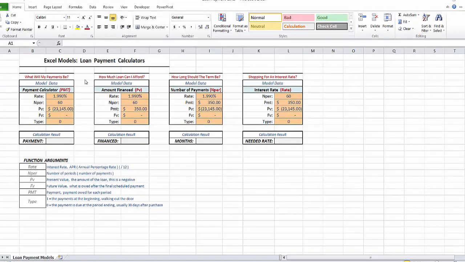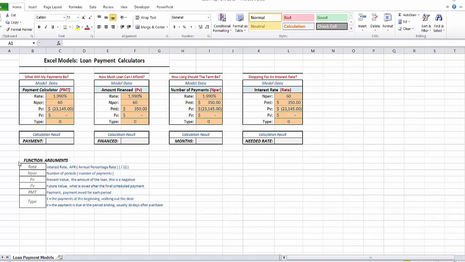We offer 4 different solutions to a loan payment calculation. What will my payment be? What will the amount of the payment be? How much can I afford? How long should the term be? In other words, how long should I be making payments on this loan? And should I be shopping for an interest rate or a better interest rate?